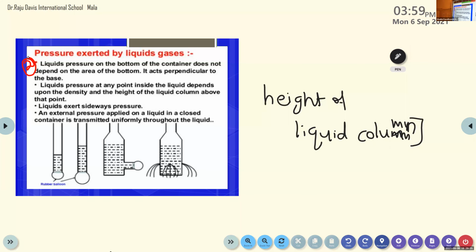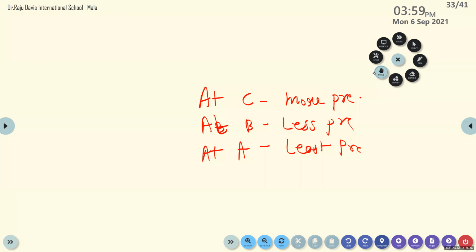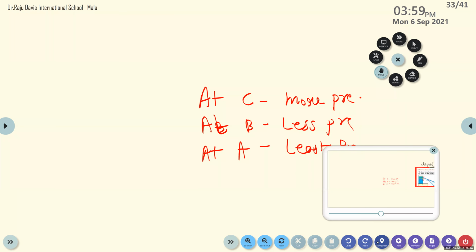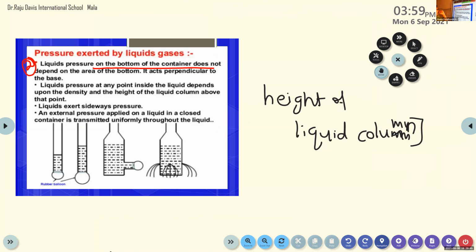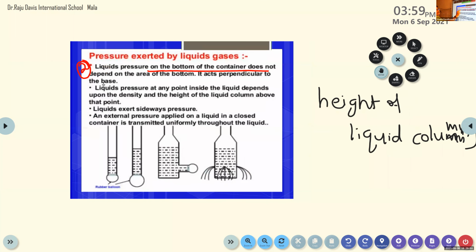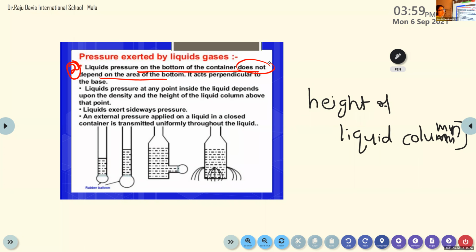The next important point, liquid pressure on the bottom of the container does not depend upon the area. Why is it moving? Previous slide. Yes, it is here. What do you mean by does not depend?